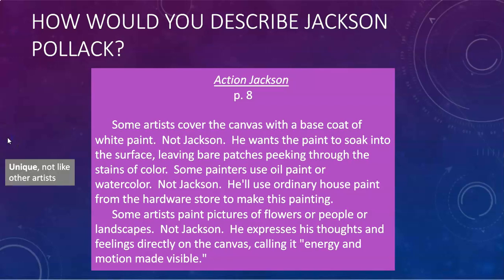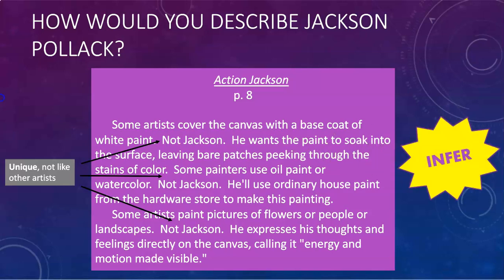Would you say that he is unique? He's not like other artists? Well, I think that's probably a good thing, but how do I know he's unique? The word unique doesn't appear in my text, but boom, check me out. I got the phrase not Jackson, 3 times. This tells me that this is an important part of the personality trait, but it tells me indirectly. So, pow! Inferring right there. I know without being told that Jackson Pollock is unique. I inferred that he was unique, that he was not like other artists based on what I read. Boom, how about that?